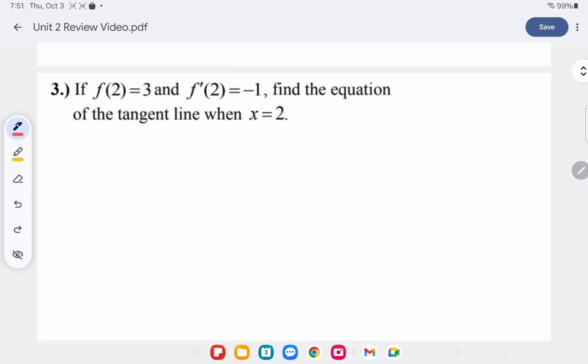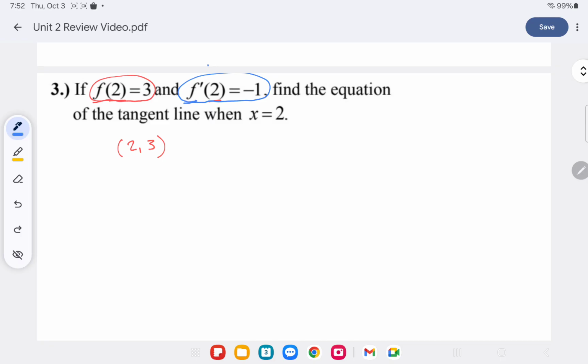The next problem wants us to write the equation of a tangent line when x equals 2. And luckily, both pieces of information that it gives us are for when x equals 2. That's what we need. So what this tells us is that when x is 2, y is 3. That's our point, (2, 3). What the other one tells us is that at 2, there's a slope of -1.